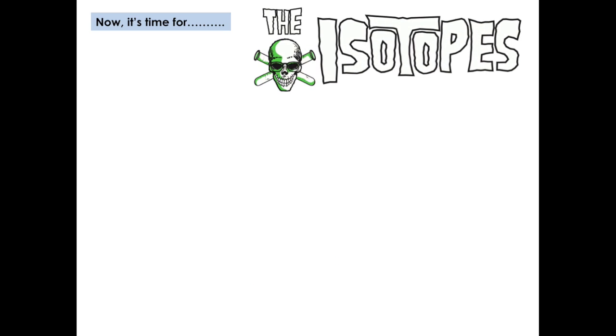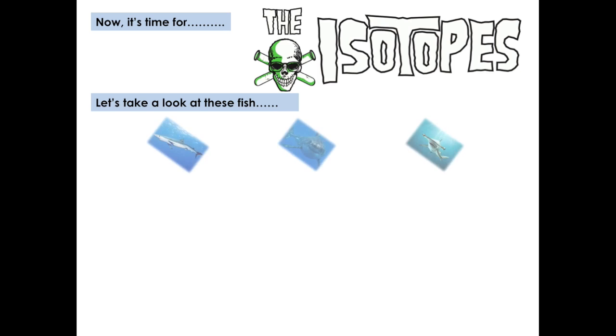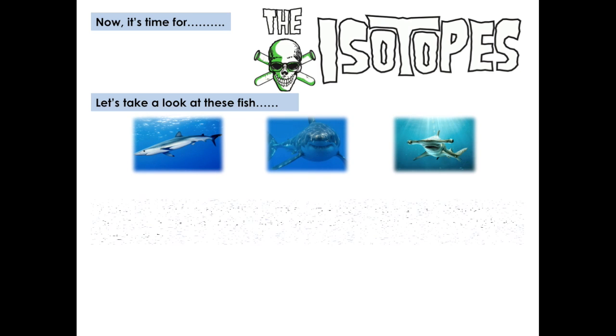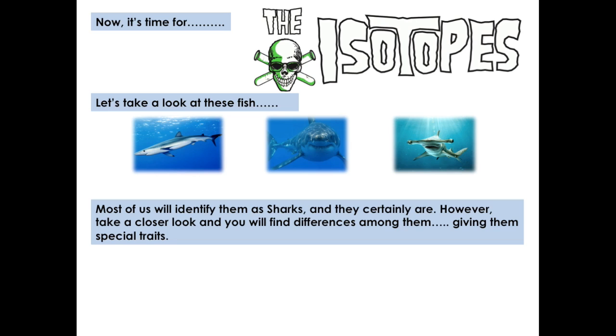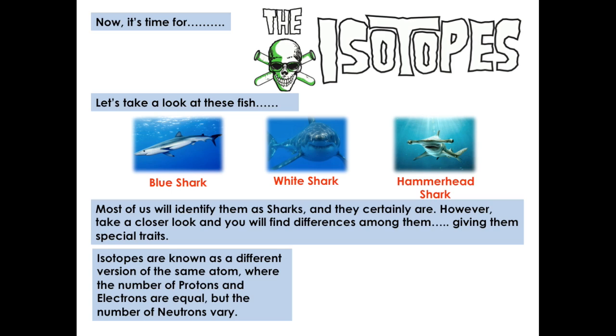Now it's time for the isotopes. Let's take a look at these fish. Most of us will identify them as sharks, and they certainly are. However, take a closer look and you will find differences among them, giving them special traits. Isotopes are known as a different version of the same atom, where the number of protons and electrons are equal, but the number of neutrons vary.